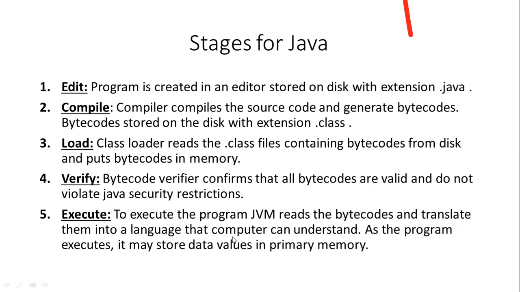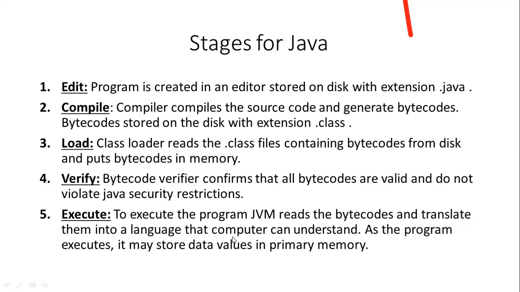Then the second stage is compile. When we compile our source code, the Java compiler is required for compilation. And when the Java compiler compiles the source code, it generates bytecode. In Java, as we know, source code is converted into bytecode by the compiler. So the bytecode will be stored on our disk with the extension .class. It means if our program is hello.java, then the bytecode file will be stored as hello.class, and it's stored on disk, meaning memory.